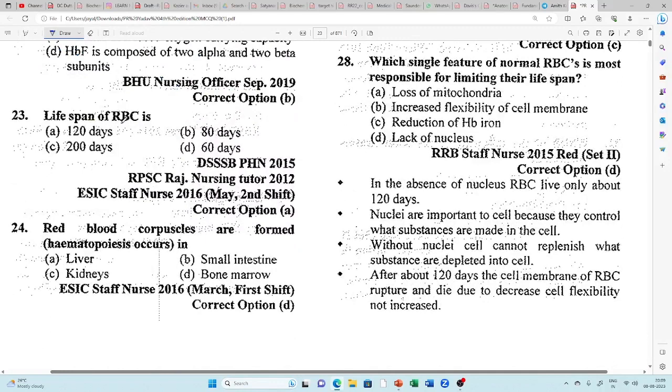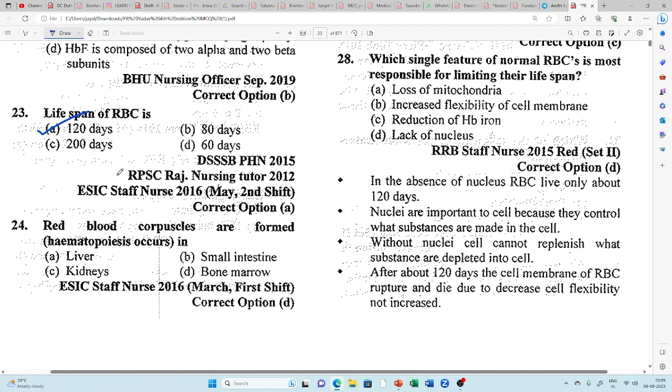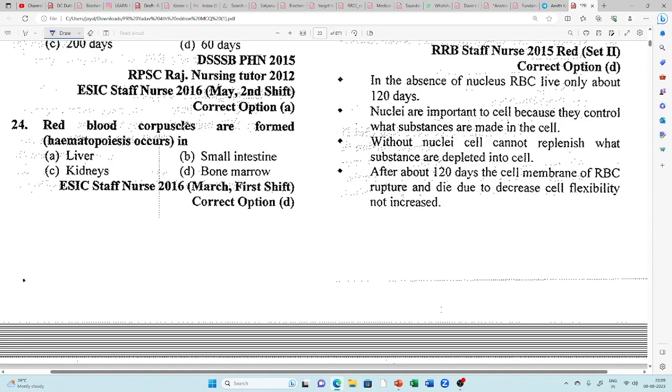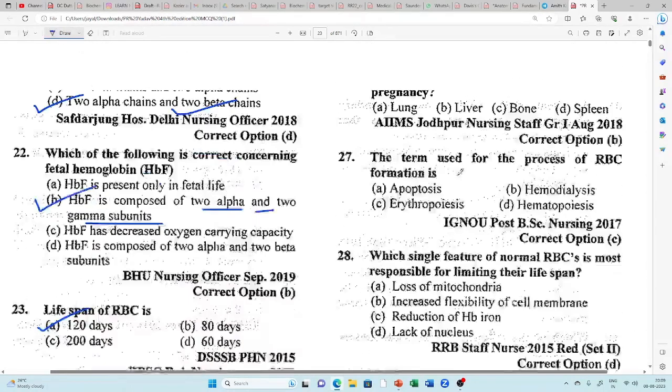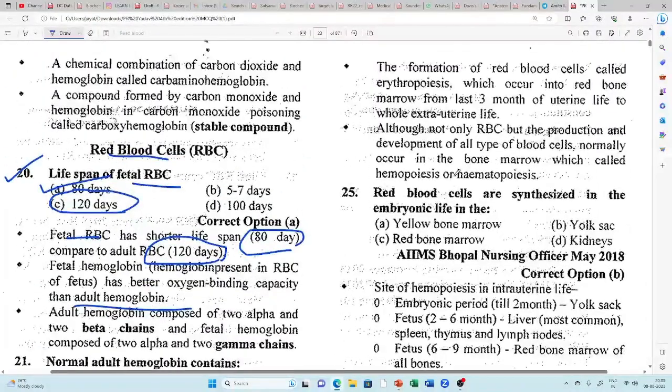Next, lifespan of RBC. It is not mentioned as adult or fetal, which means it is adult. The correct option is option A, 120 days. Next one: red blood corpuscles are formed in where? In bone marrow. Red blood corpuscles, or red blood cells, are formed in bone marrow only. All blood cells are formed in bone marrow only.